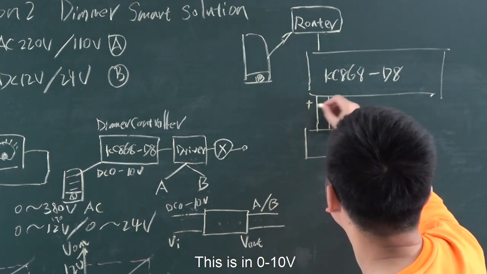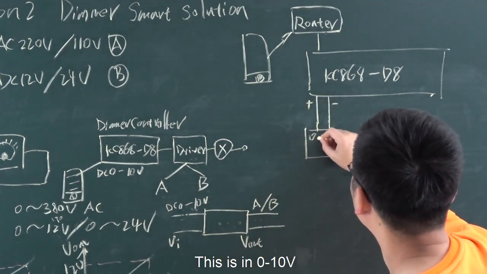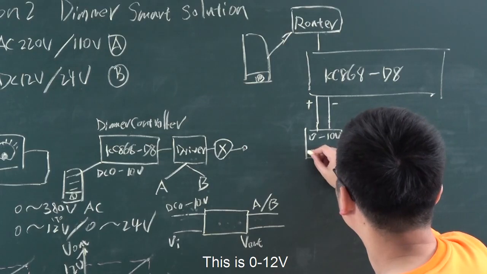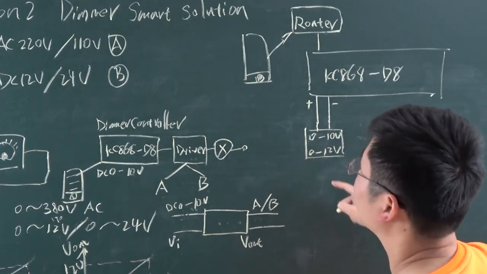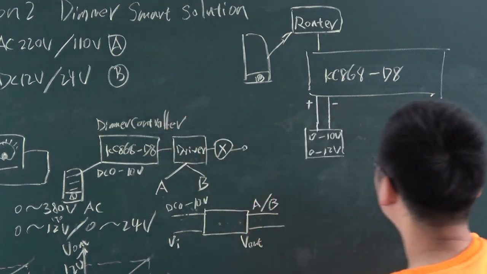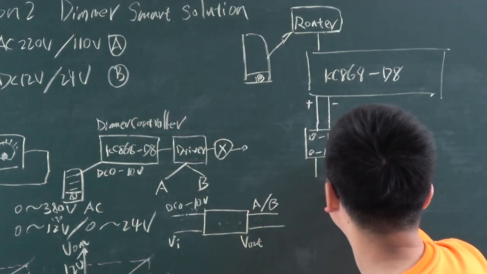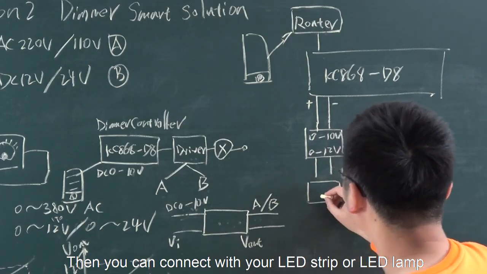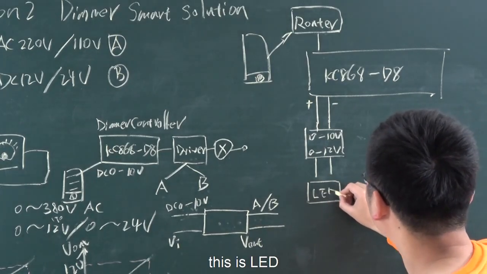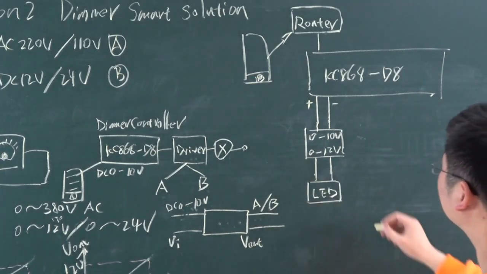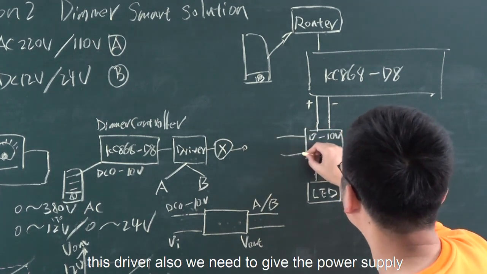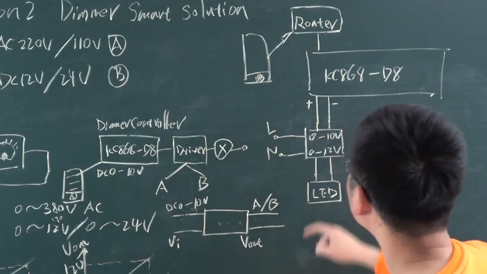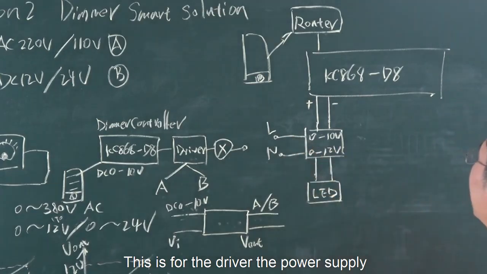The input is 0 to 10 volts, and this is 0 to 12 volts. We'll take an example for the B type. The B type will output, then you can connect with your LED strip or LED lamp. This is the LED. And this driver also needs a power supply for the L and neutral line. And this is the power supply for the driver.